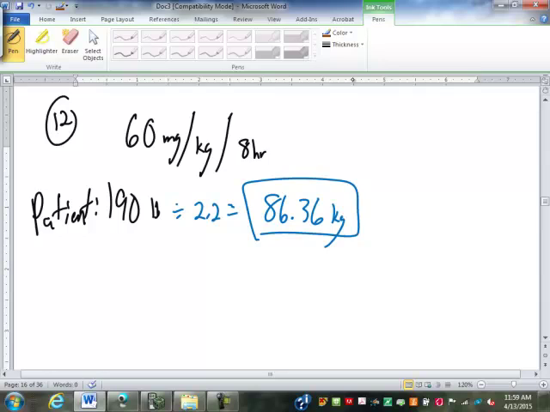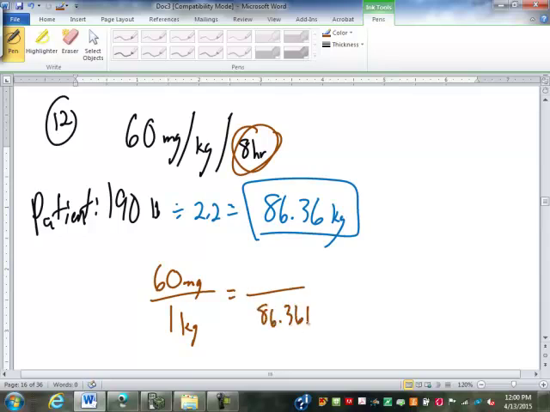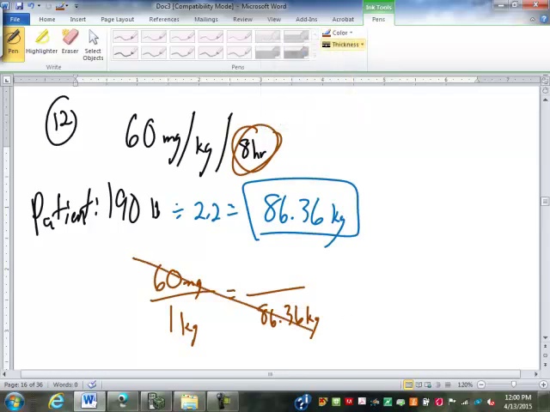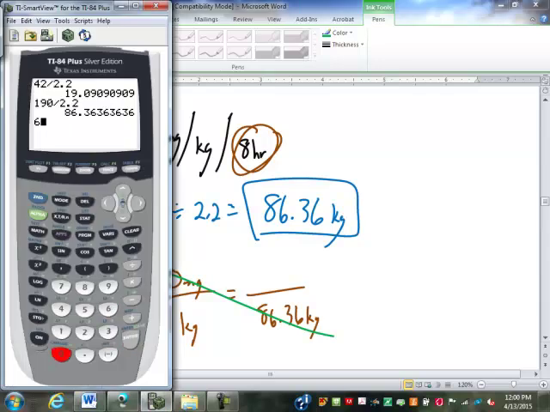How many milligrams should be administered every 8 hours, and how much should a patient receive during the course of an entire day? So we're going to stick with just looking at every 8 hours for right now. So the 60 milligrams per 1 kilogram. How much is it going to be for 86.36 kilograms? You're going to cross multiply and divide here. 60 times 86.36 divided by 1. So just be 60 times 86.36.